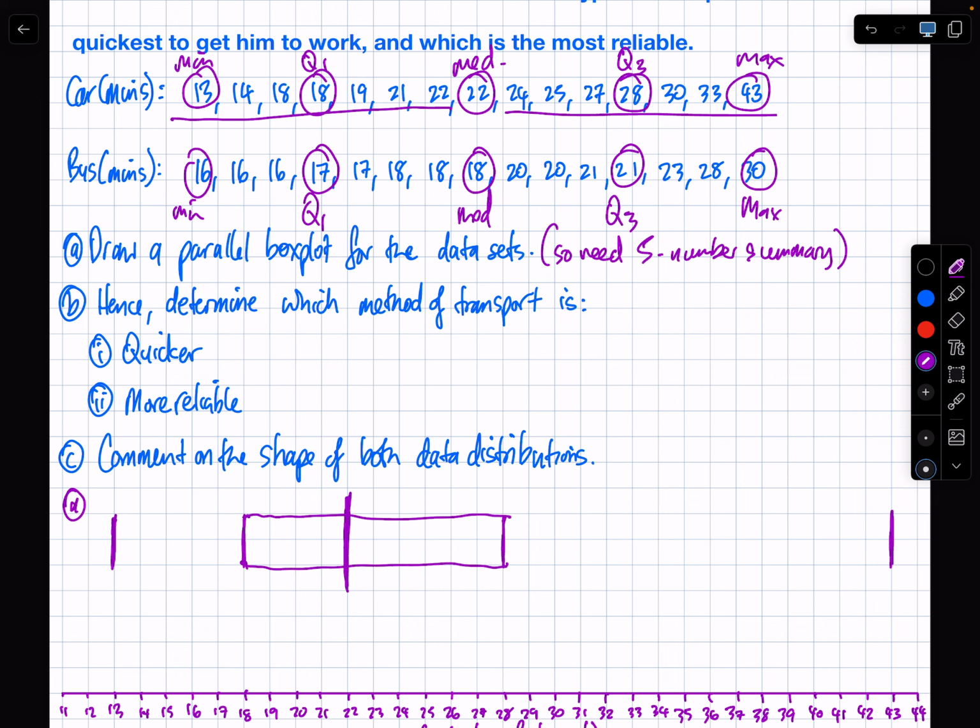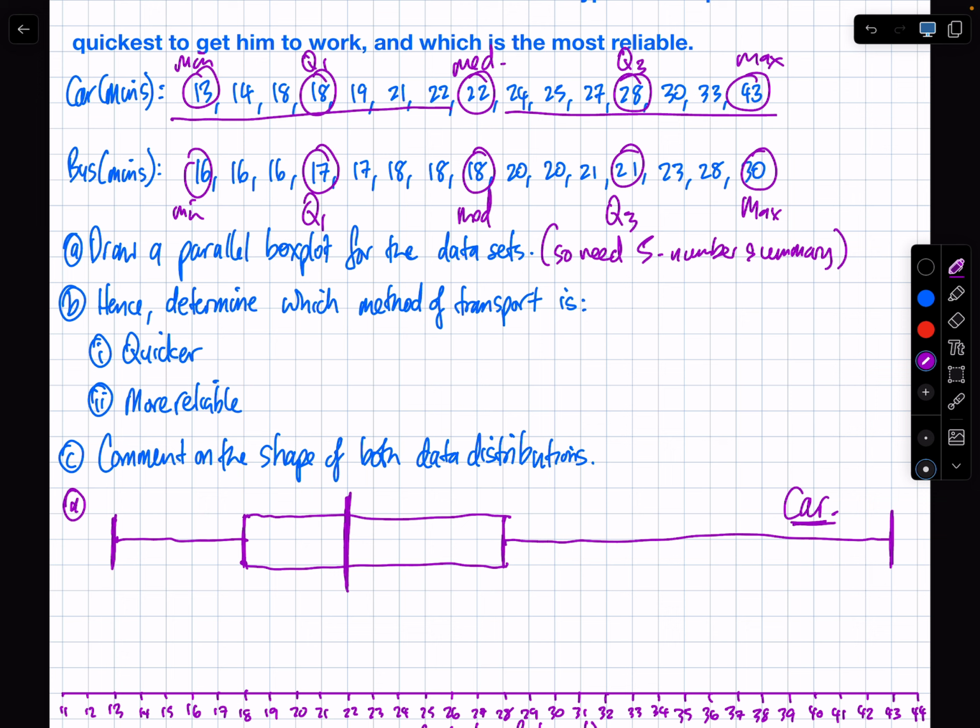What else? There's a couple of lines missing, but I'm almost done now. So from the middle of this box to the max and the min is another line. That is the car box plot. So it's quite wide. The car could get there super fast, but it could also get there super slow. And the median is at 22.